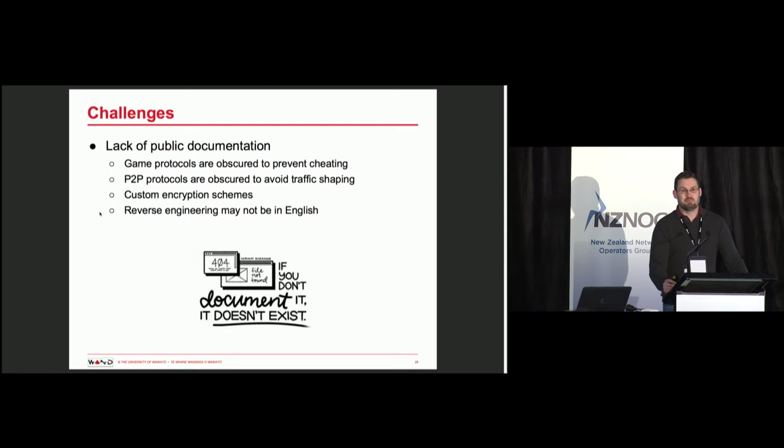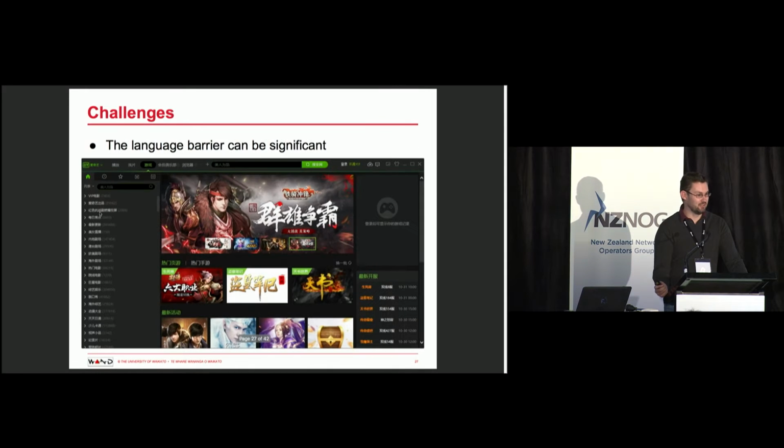Furthermore, there's a complete lack of public documentation for many of these protocols, and there's plenty of reasons for this. So if you're trying to make a popular game, then you might not want your players to get a hold of any information as to what the protocol is like, because they will use it to try and cheat. Peer-to-peer protocols will also not release too much information because they don't want people blocking it. Similarly, people like to come up with their own custom encryption schemes. They decide that TLS isn't enough for them, so they'll write their own. And even when somebody reverse engineers one of these protocols for you, it's probably someone on a random Chinese forum somewhere, and good luck actually finding any of that or understanding it, because Google Translate isn't too hot.